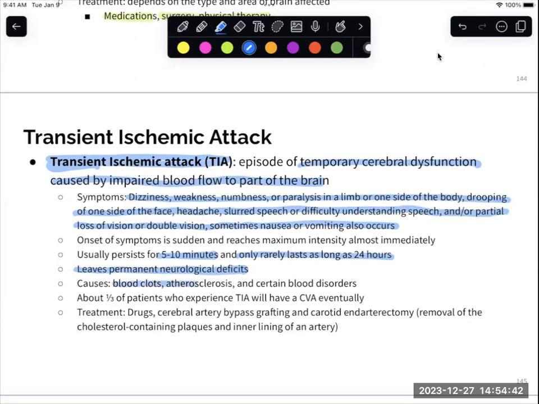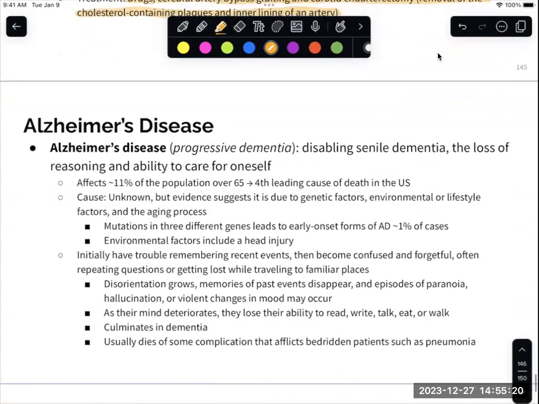Again, blood clots, atherosclerosis, blood disorders. About 1/3 of patients who have a transischemic attack will have a cerebral vascular accident. So again, they're going to give those anticoagulants to prevent blood clotting. And cerebral artery bypass grafting, where they take an artery from somewhere else in the body and they transport it up into the brain. A carotid endarterectomy, removing the cholesterol plaques from those carotid arteries or wherever that may have been from.